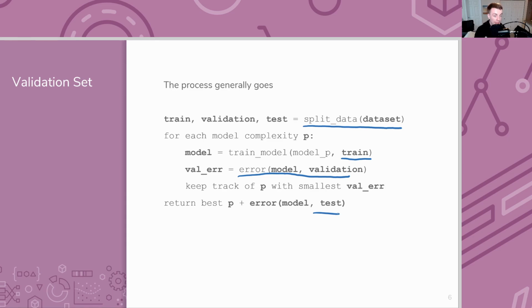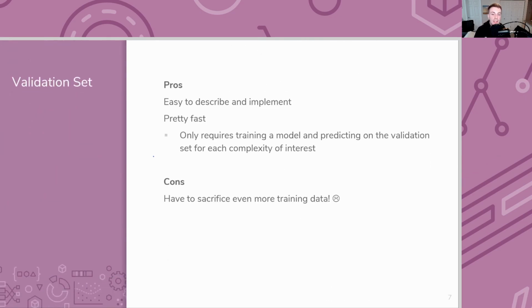You got to keep that till the very end so you can have an accurate prediction of future error. Now, validation sets are great. They're very easy to describe and implement. It's just the same idea as a train test split. You just need another split for validation. And it's a relatively fast procedure.